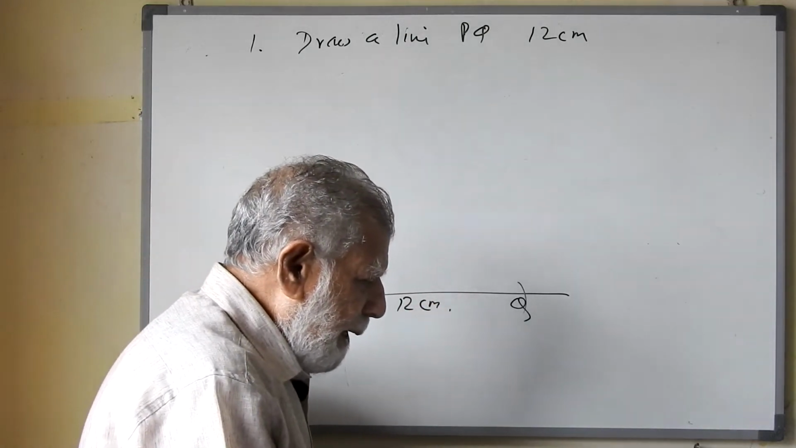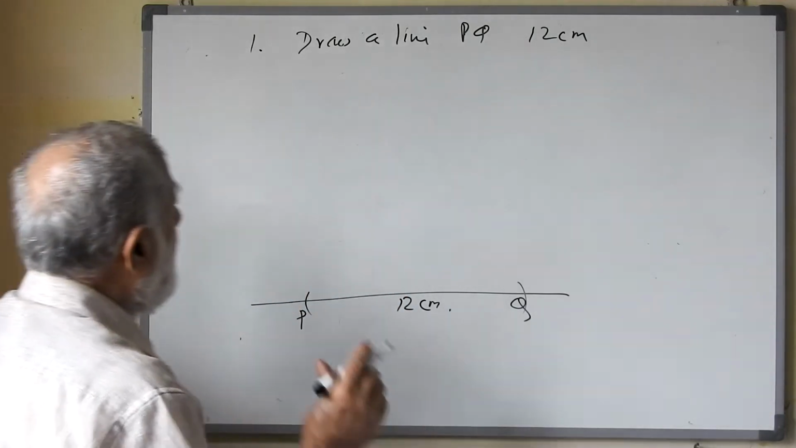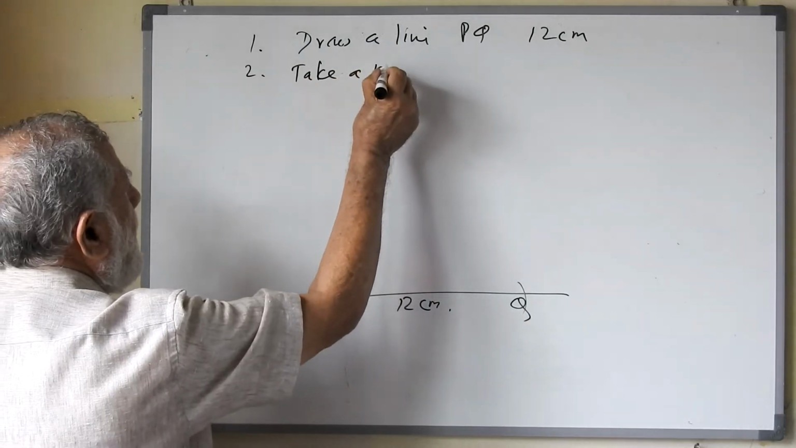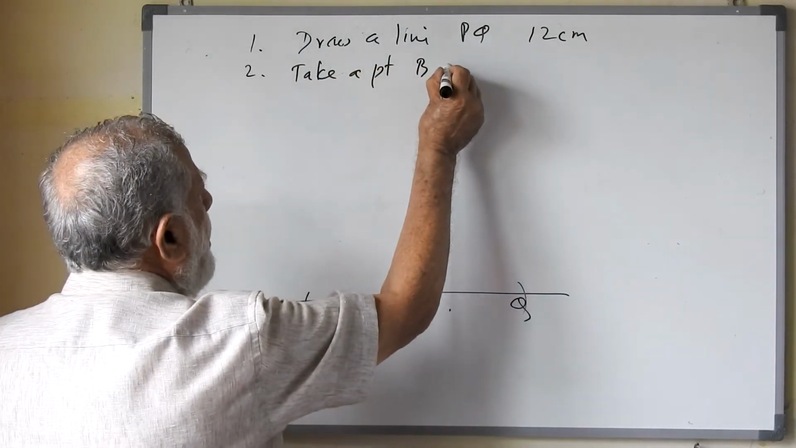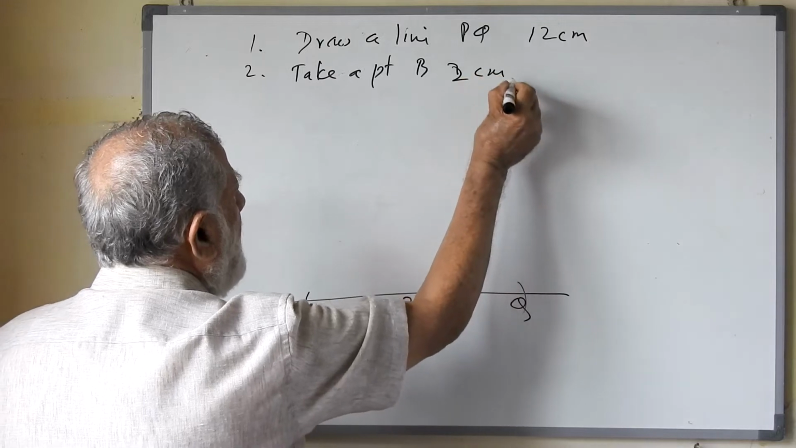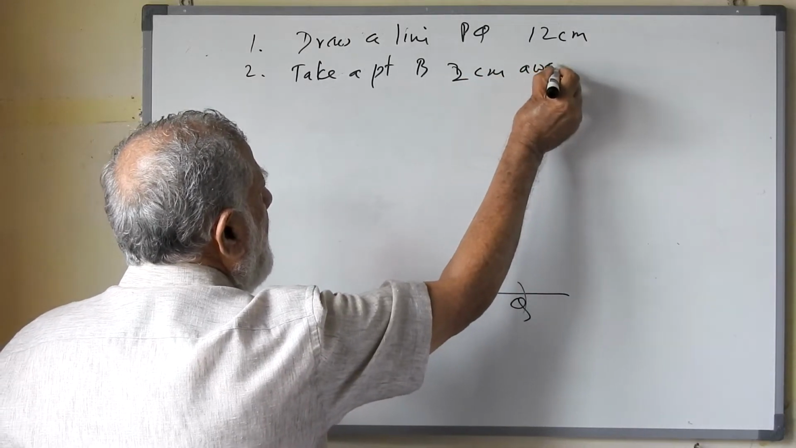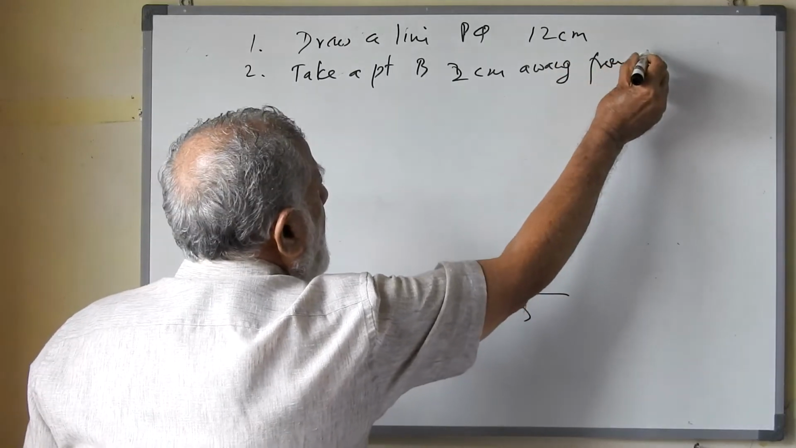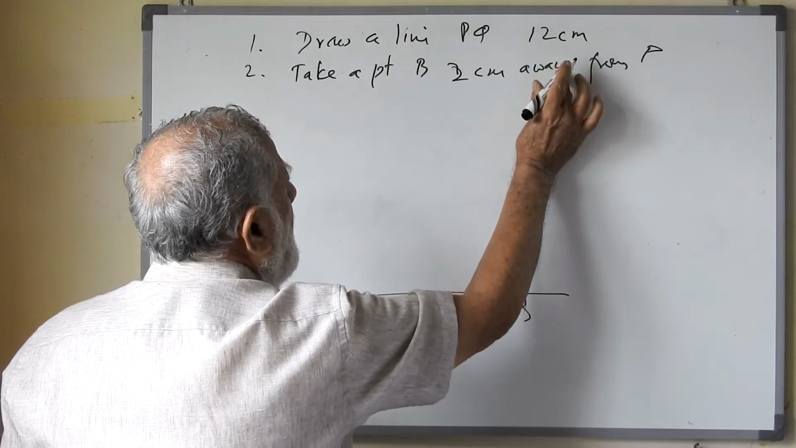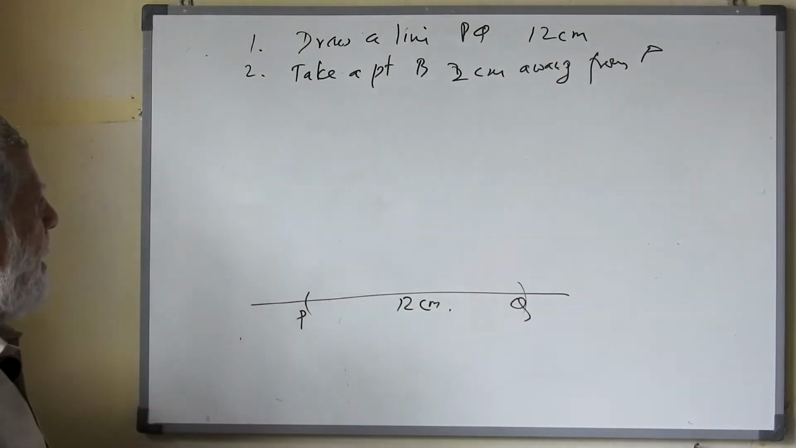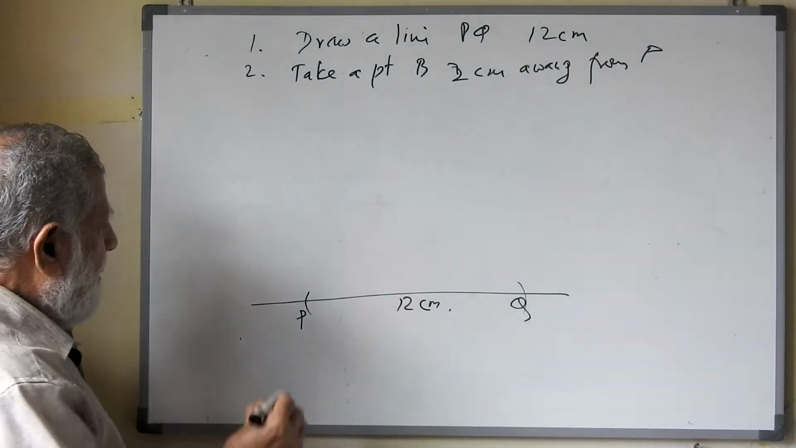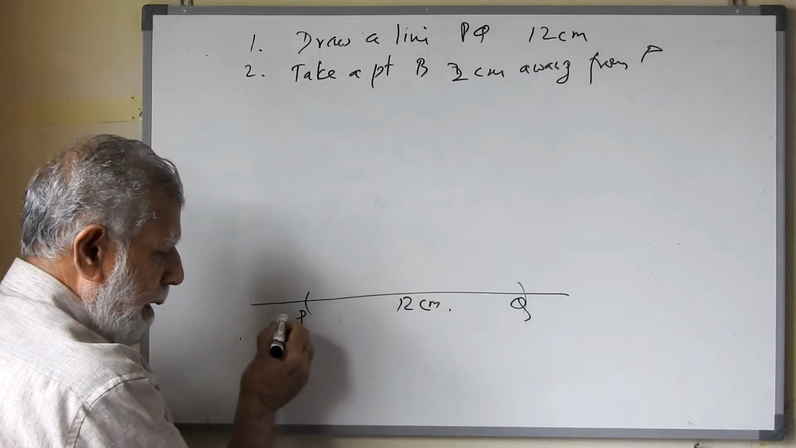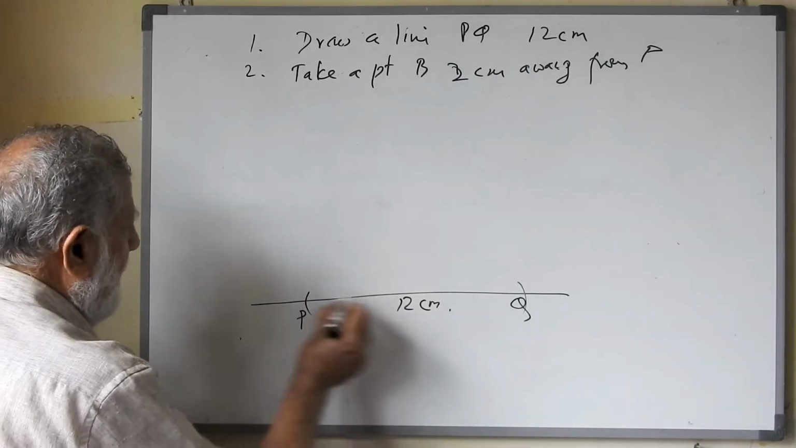Then after that, take a point B 2 centimeters from P. Take point B 2 centimeters away from P. That is, from P you take 2 centimeters here. This way or that way you can take.